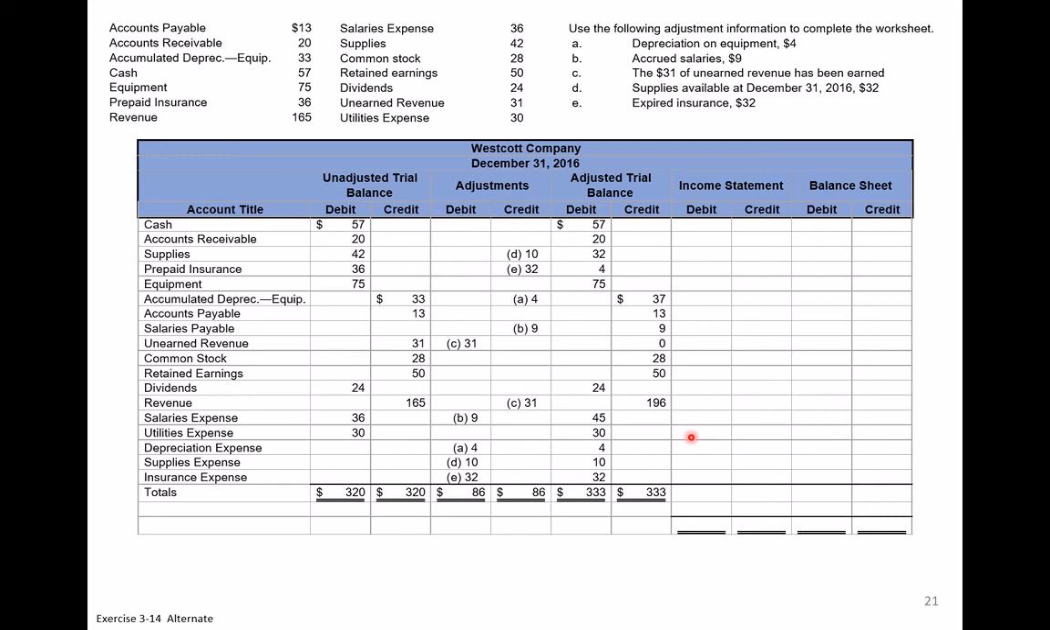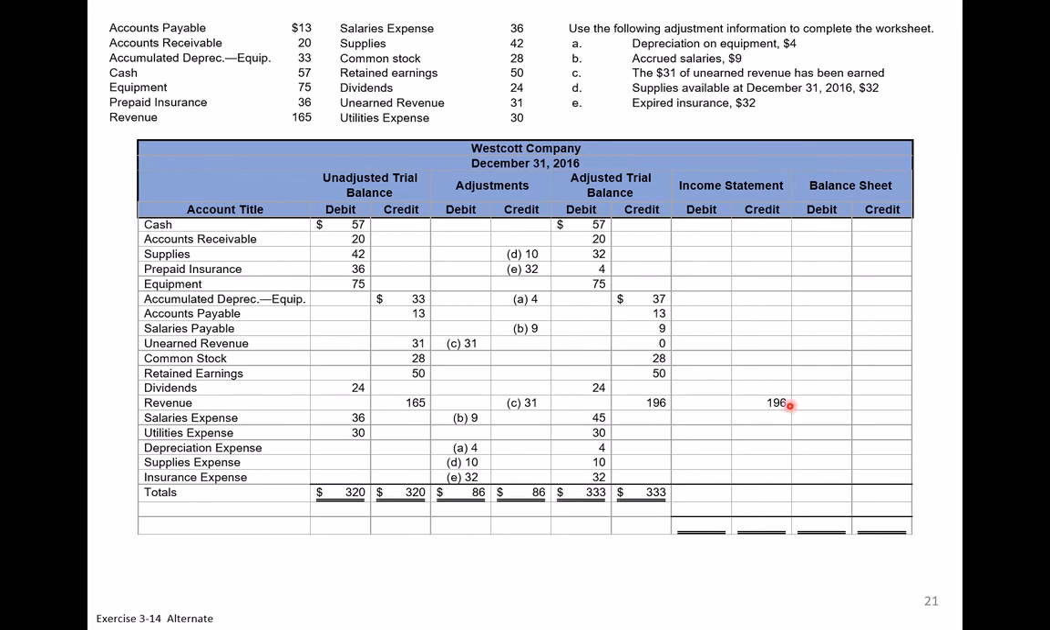Last up, we can put together the income statement and the balance sheet. Now the income statement is basically put together for us. It's just these revenues minus these expenses. And the balance sheet will just be these assets against these liabilities and the stockholders' equity accounts. So let's finish up the income statement and the balance sheet.